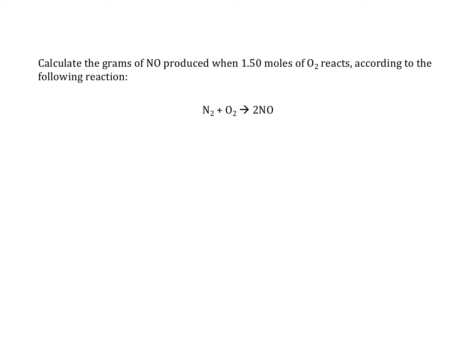So we're going to calculate the grams of NO produced when 1.5 moles of O2 reacts according to the following reaction. So we have the reaction here. Now, I want you to notice that you start with moles and you're asked to calculate the grams of NO. So we've got the moles of O2 and we're asked for the grams of NO. Now, in our map, we started with the grams of something, but that step has already been done for us. So normally we would have started and done a conversion from grams to moles here, but what's happened is this has already been done, and they've just given us our moles of O2.